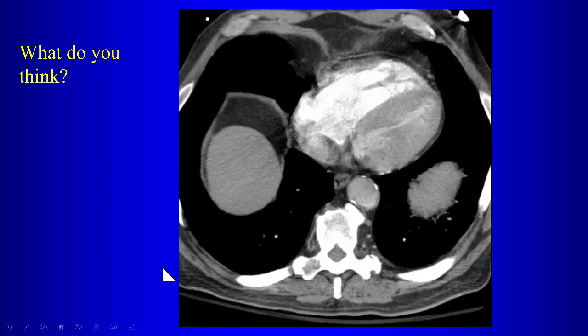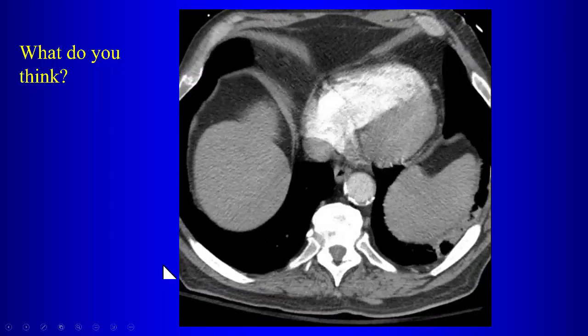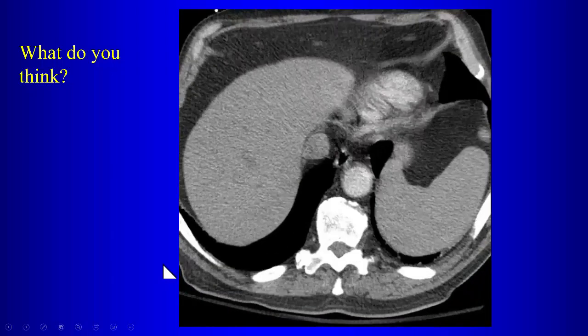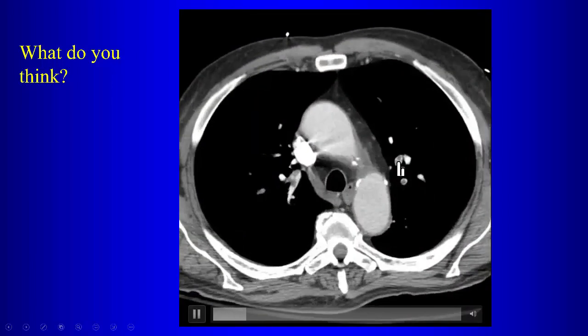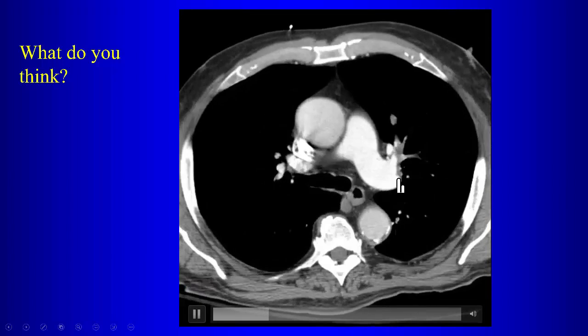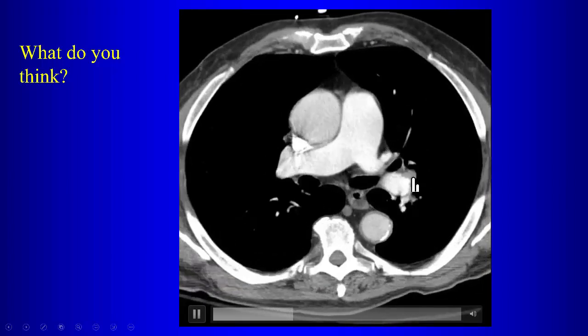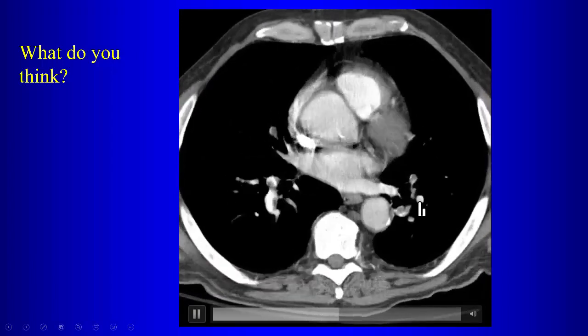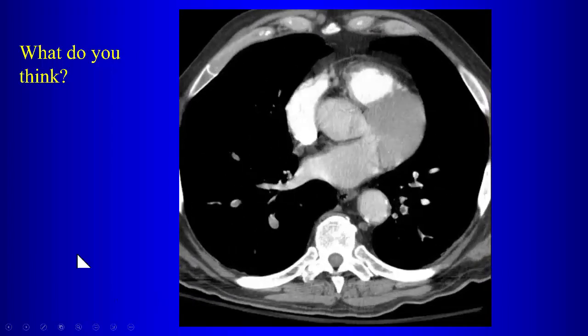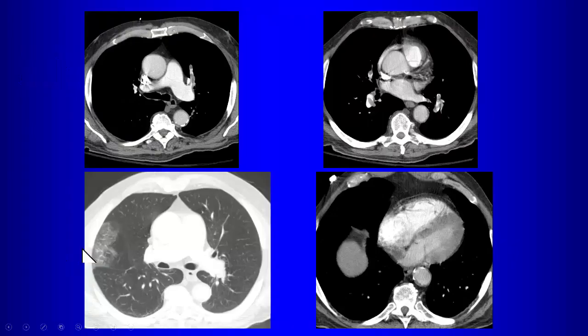What about on the left side? So here you can see some filling defects in the left upper lobe, and as we follow there's another one there. As we follow the interlobar, there are clots in the interlobar also extending to the lower lobe vessels, right? So this is another patient with bilateral pulmonary embolism.